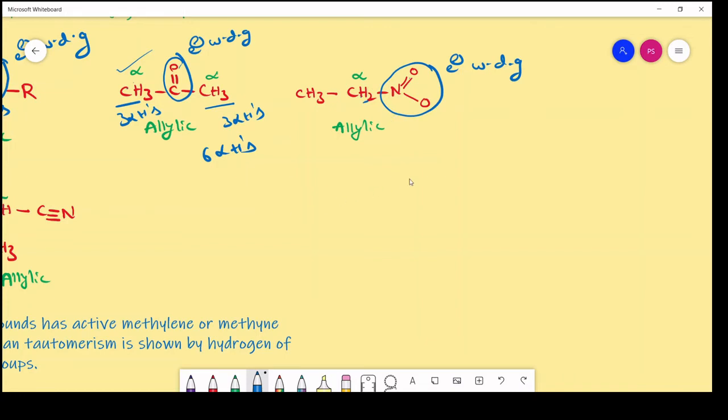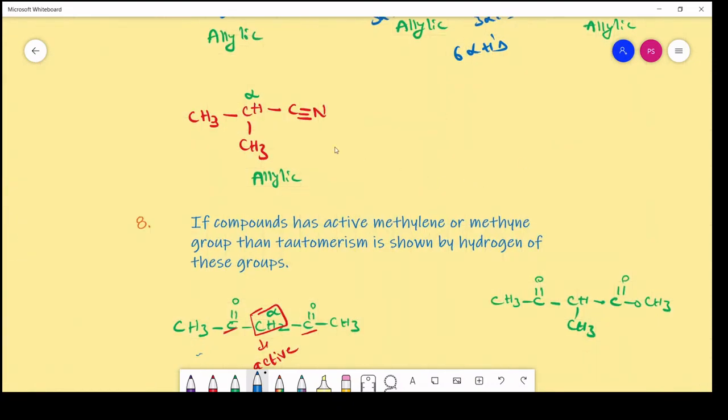And the next example is CH3, CH, CH3, cyano. See here, the electron withdrawing group is cyano. Adjacent to this functional group is CH. So this carbon is the alpha carbon. This alpha carbon has only 1 alpha hydrogen. So this compound also shows tautomerism.